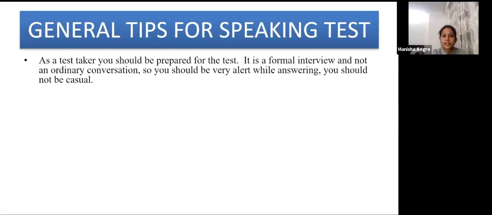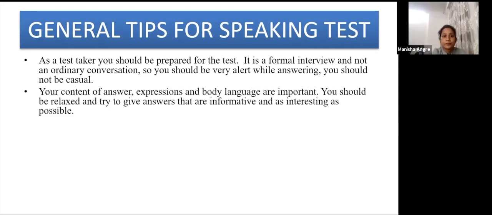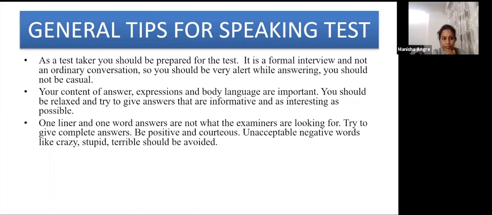So the general tip I gave you is that it's not just a casual talk, but a formal interview, and your content definitely is checked. See, there is no parameter for content, but if you really want an 8 band or a 9 band, you must make sure that your content is related and it is something that is interesting as well. So make your answers interesting to the listener. They should feel that you are involved in the speaking.